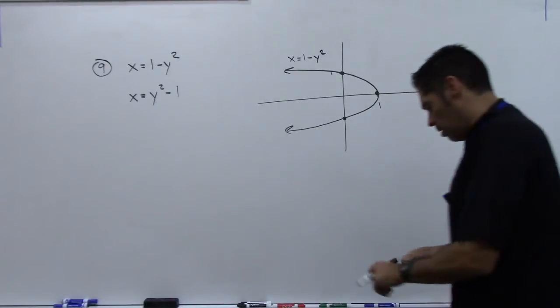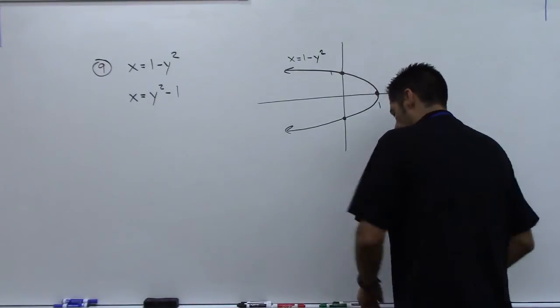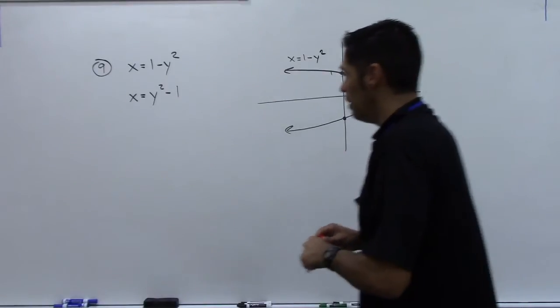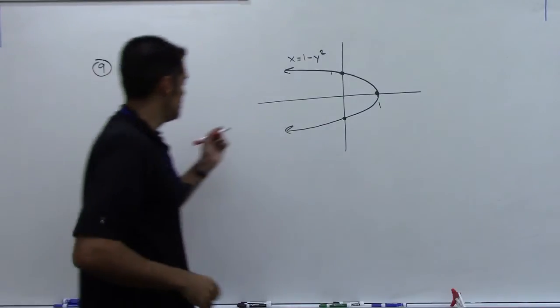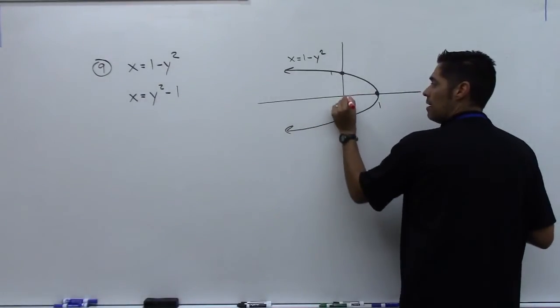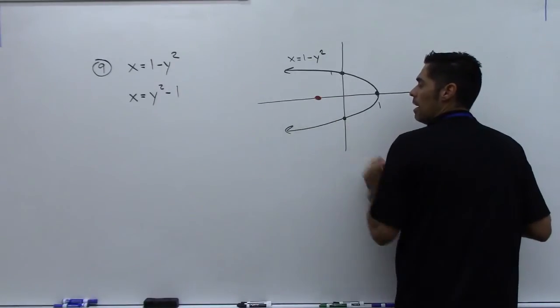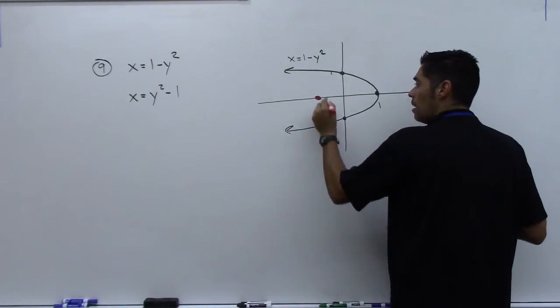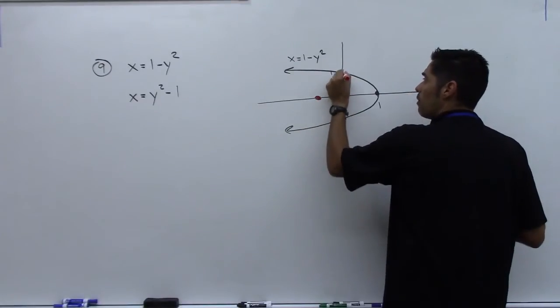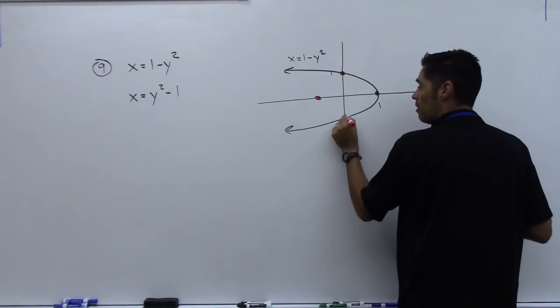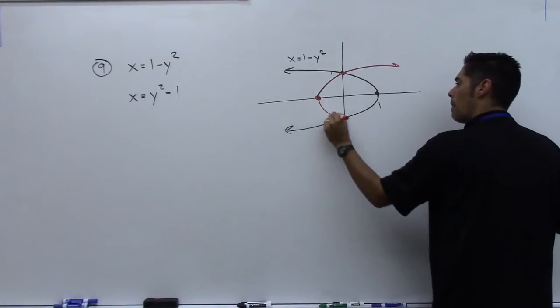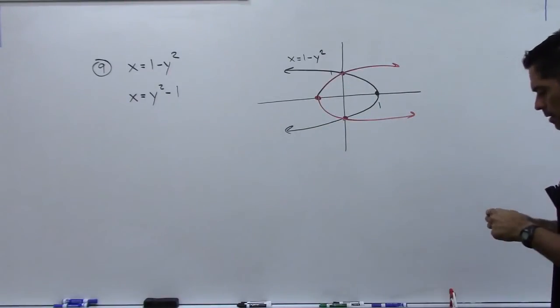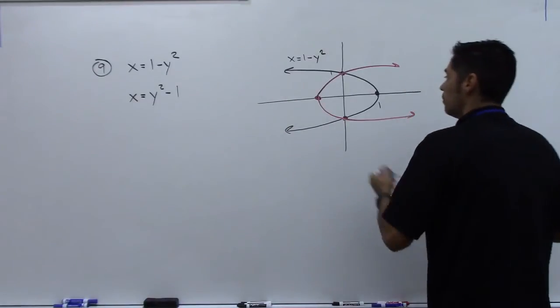Then we have another parabola. I'll do it in a different color. I'll do it in red. This one, if you plug in 0 for y, you get negative 1 for x. So you're here instead. 0 for y is right here. Negative 1 for x is here. If I plug in 1 for y, I get 0 for x. So I'm here. And if I plug in negative 1 for y, I also get 0, which puts me here. And this parabola opens this way. So the region is pretty clear that it's right in here.